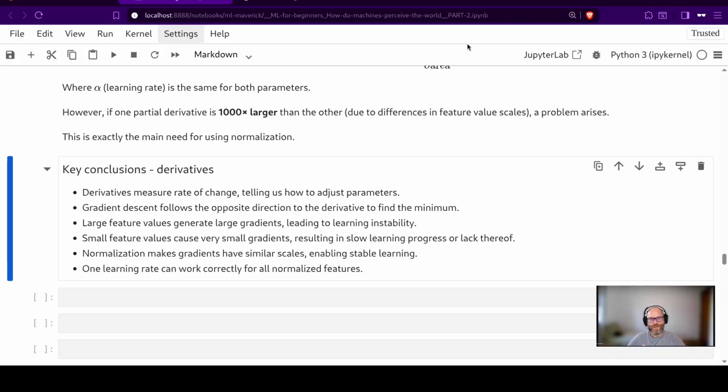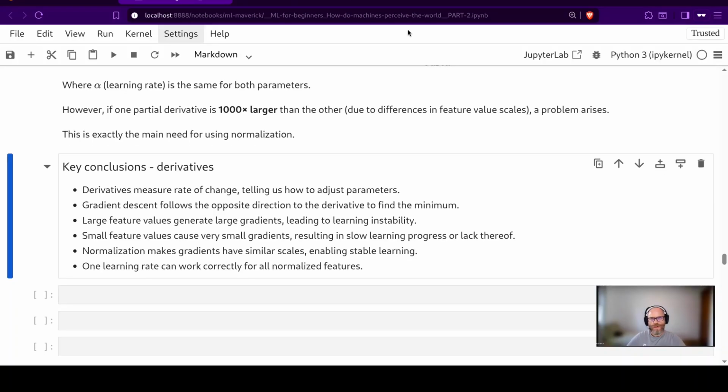Large feature values generate large gradients, leading to learning instability. Small feature values cause very small gradients, resulting in a slow learning process or lack thereof. Normalization makes gradients have similar scales, enabling stable learning. One learning rate can work correctly for all normalized features.